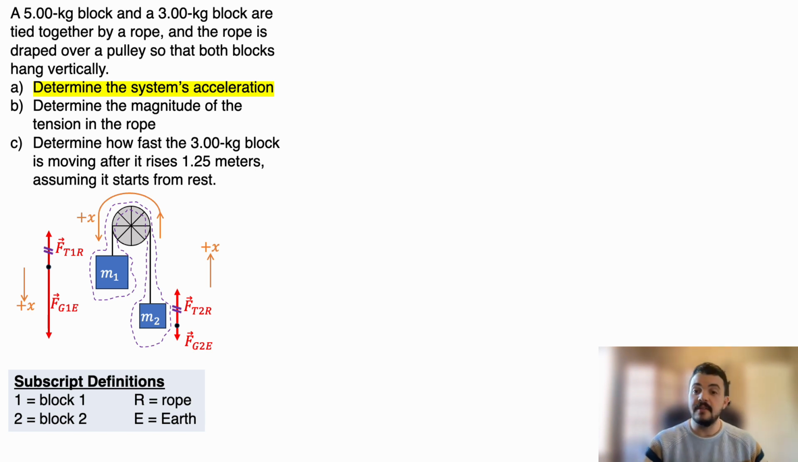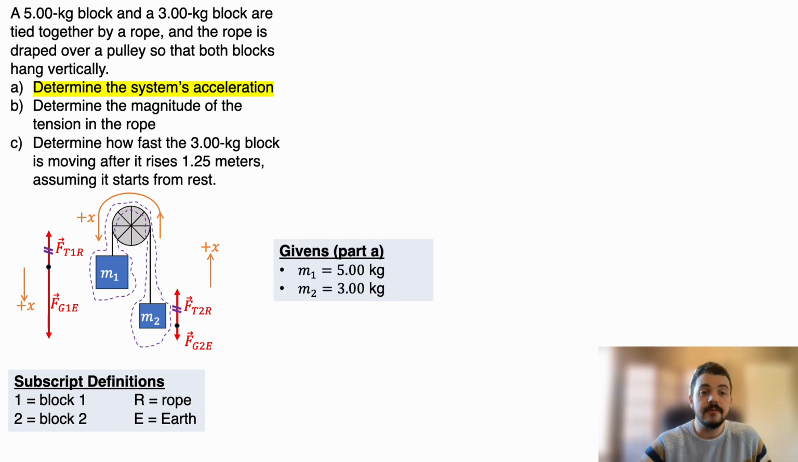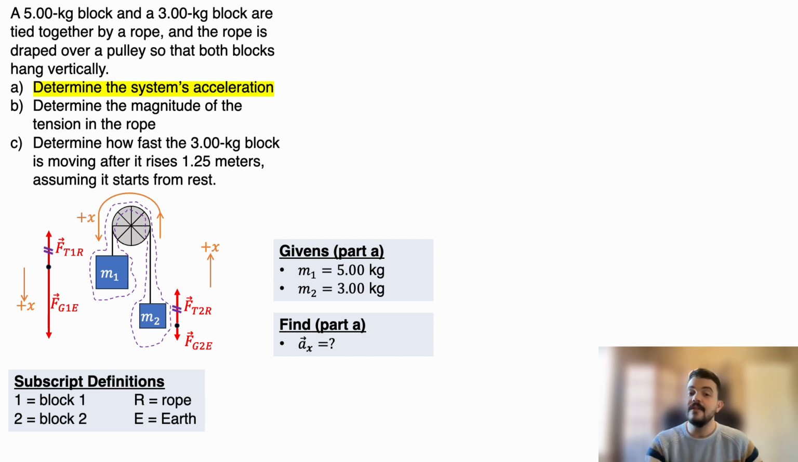Now that I've got this set up, I'm going to make a list of my given information. For part A, that is the mass of block 1 is 5.00 kilograms, and the mass of block 2 is 3.00 kilograms. I could have also included that the Earth's gravitational field strength is 9.81 newtons per kilogram. And the thing I'm trying to find here in part A is the acceleration of the system, and that's going to be in our x direction as defined by that curved axis around the pulley.